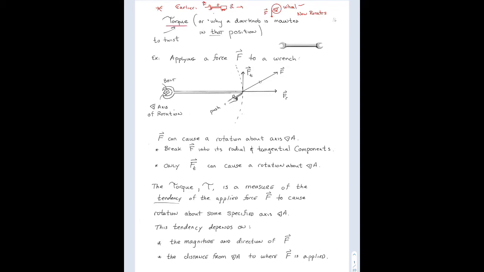And that concept of a torque will allow us to answer the question why a doorknob is mounted where it is. For example, if you're walking up to a door, they usually don't put the doorknob right there. They usually put it far enough away from the hinge that's going to rotate, so the door is going to open. Usually the door handle is over there.